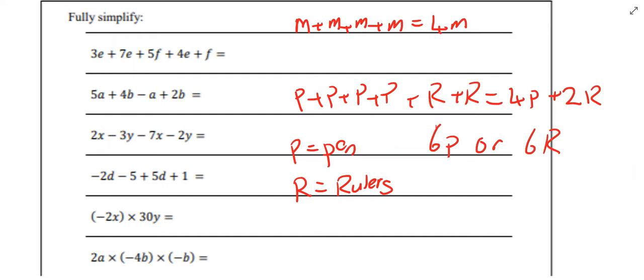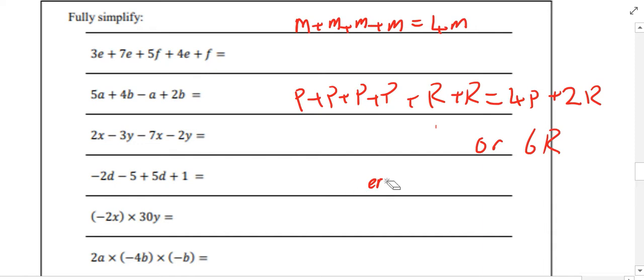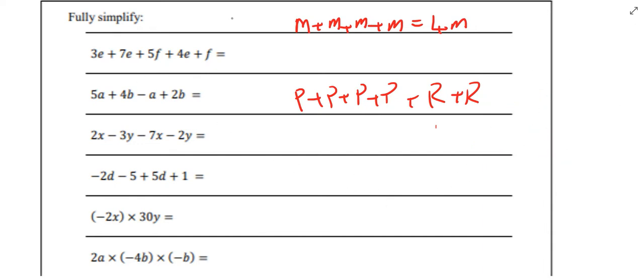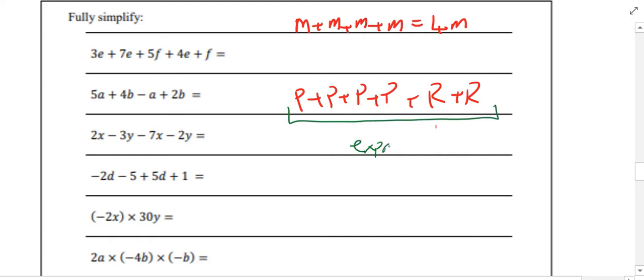So we simplify an expression. This is referred to as an expression because there is no equal sign. And when we simplify it, we turn it into an equation. So as soon as an equal sign is present, it's an equation. And we can simplify this as 4p plus 2r.